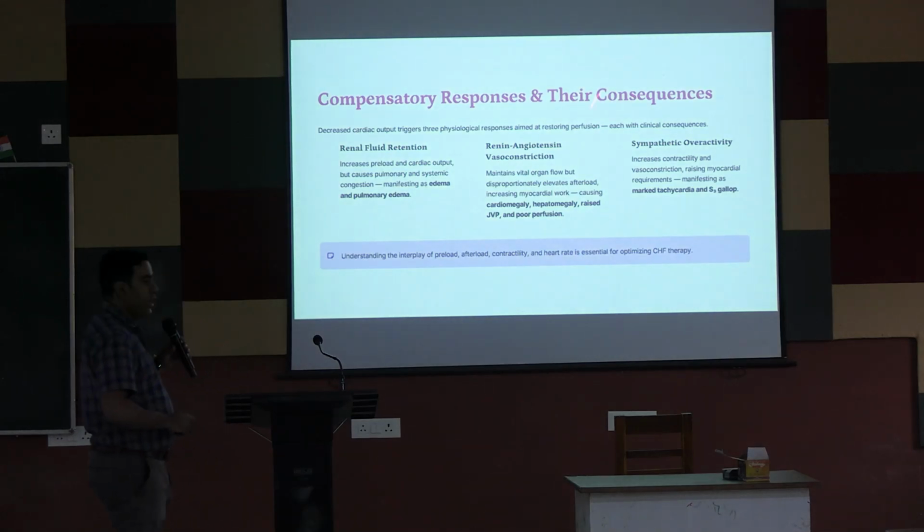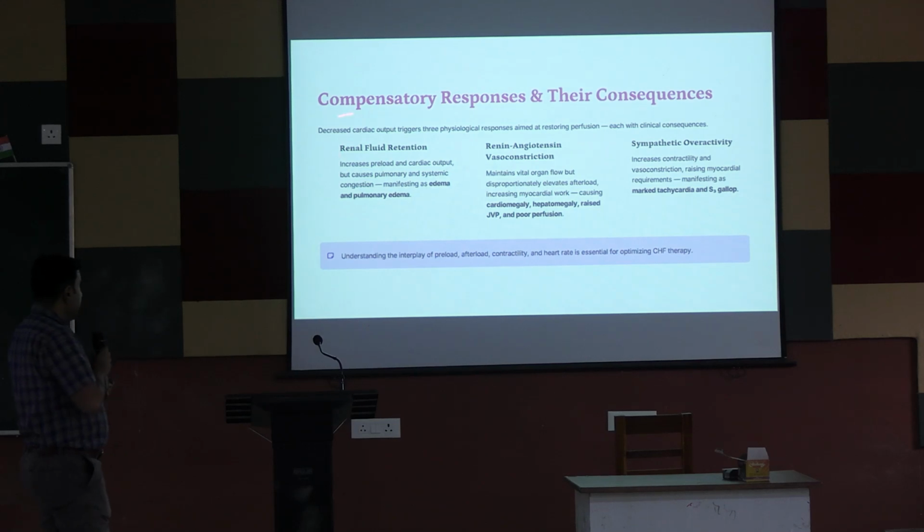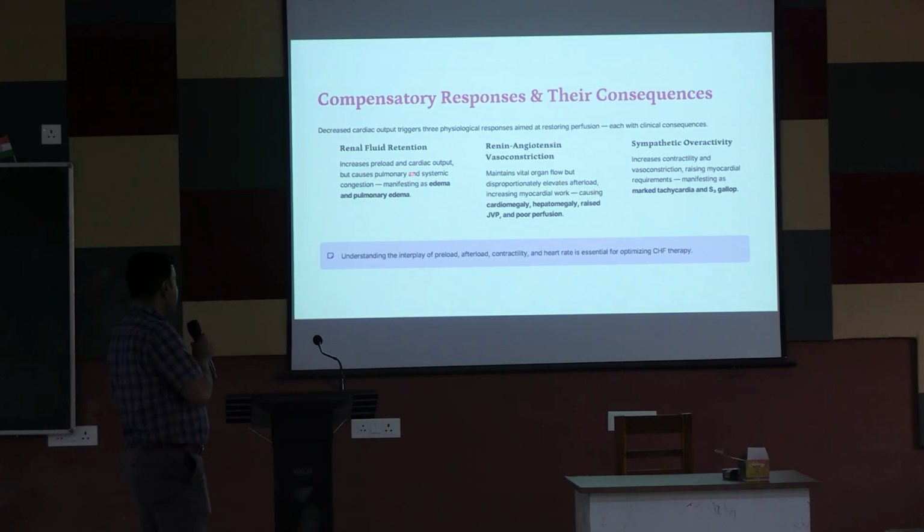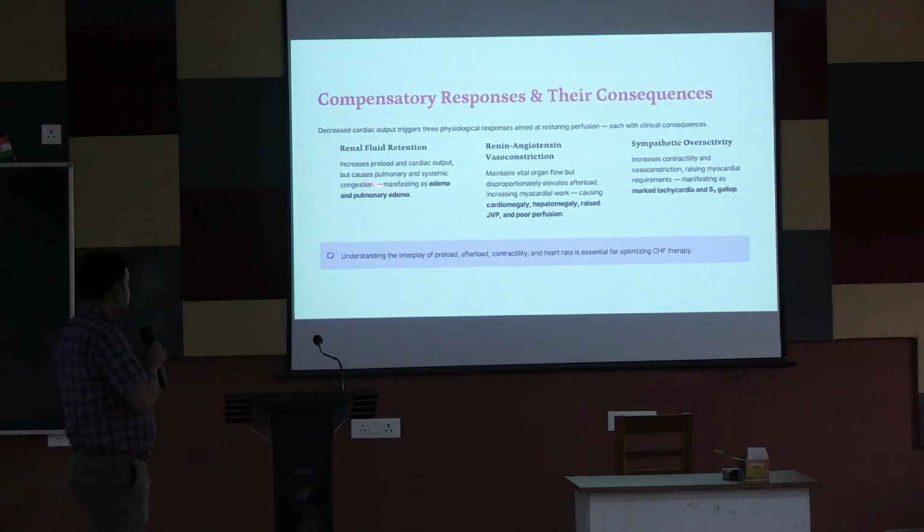Now the compensatory responses and their consequences. What will happen when the heart loses its ability to pump the blood? Decreased cardiac output triggers three physiological responses, aimed at restoring the perfusion of the body. First is renal fluid retention, which increases preload and cardiac output, but due to the renal fluid retention, it manifests as edema and pulmonary edema.